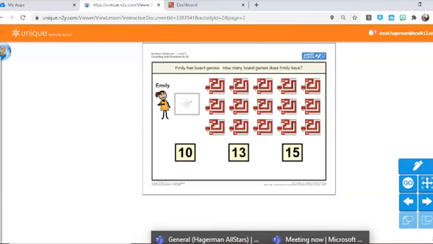All right, again, we can count numbers to 20. It says Emily has board games. How many board games does Emily have? So now we have to count to see.